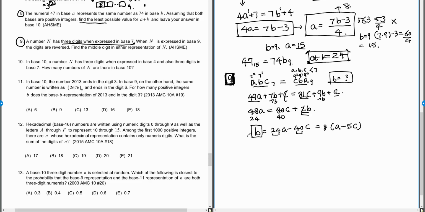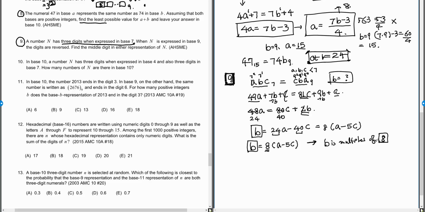So what is the value of B here? I'm going to write this one. B equals 8 times (3A minus 5C). What can you find from here about the number B? B is a multiple of 8.